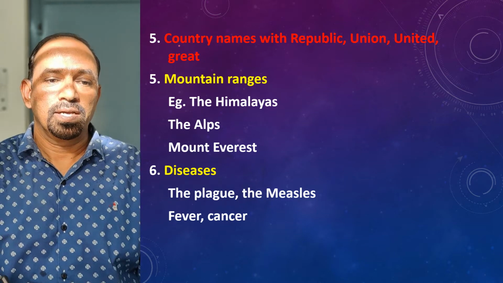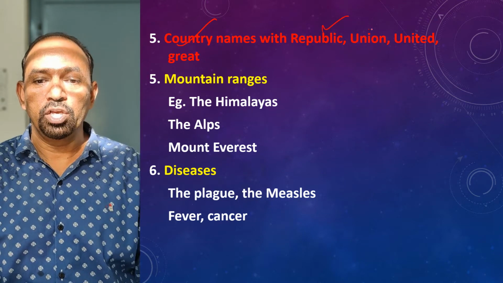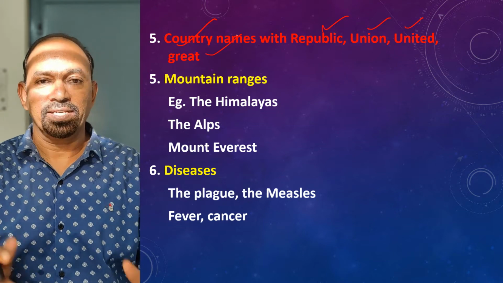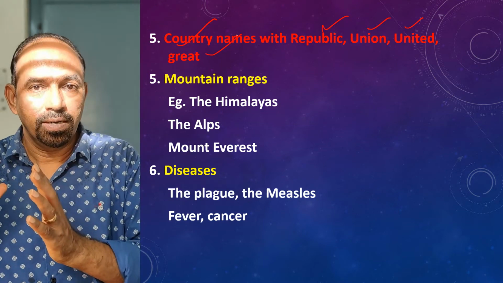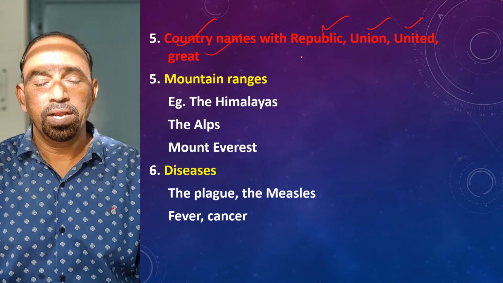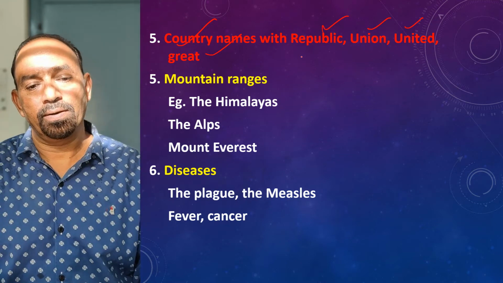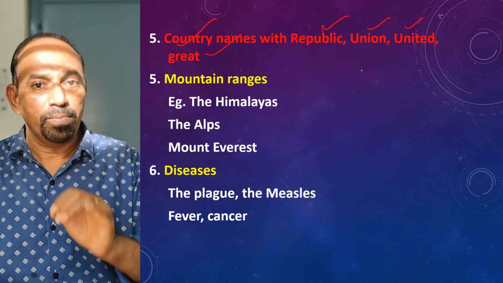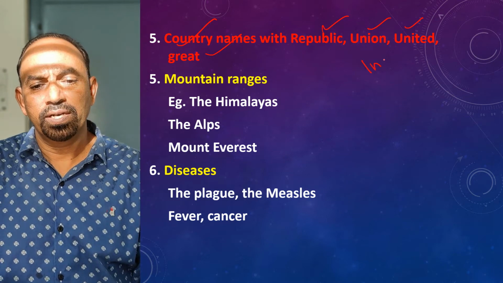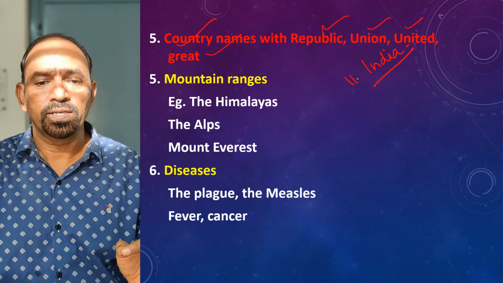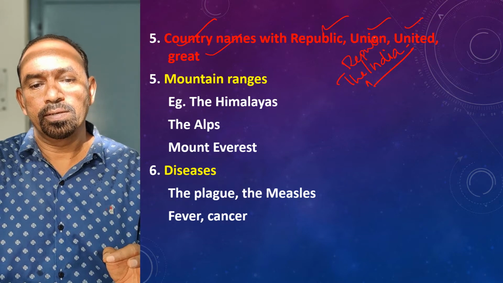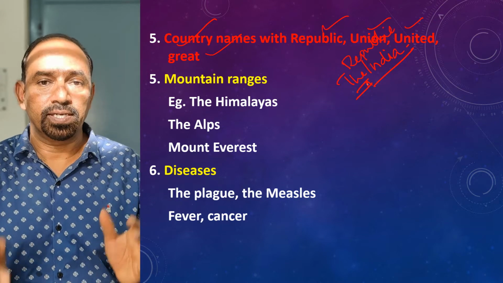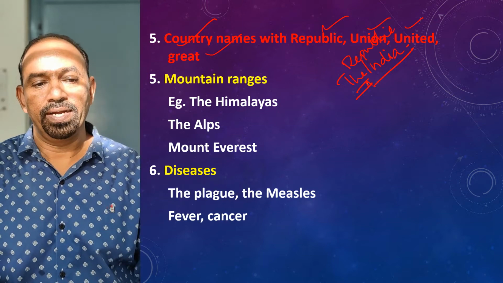Look at the next. Country names with Republic, Union, United, Great, etc. In these situations, we should use the definite article the. For example, the United States of America or the Republic of India. When we use merely the name India, there is no need of using the. But if we use Republic, then we have to use the definite article: the Republic of India.